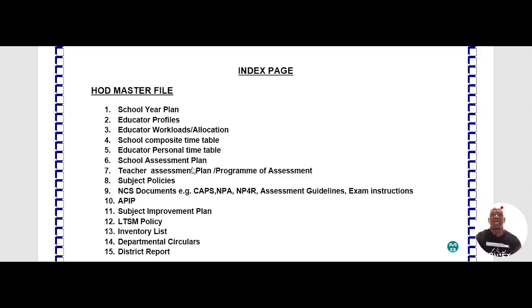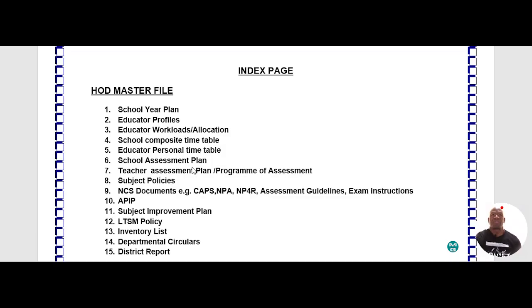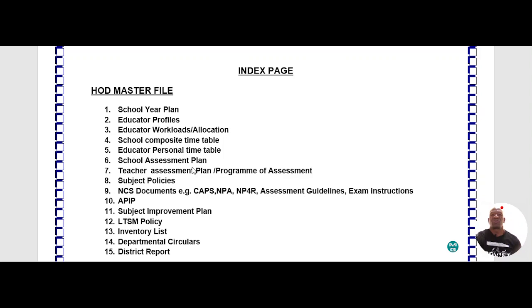but they are there in order to write those assessments. So the School Assessment Plan is one of the documents that should go into the master file section of the HOD file. So it must be developed in such a way that it includes all the grades that are in the school, because it is called a school assessment plan. So teachers must come together. They must start by developing their own assessment programs, which are going to contribute to the school assessment plan.